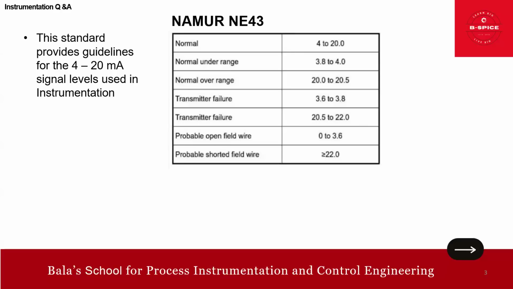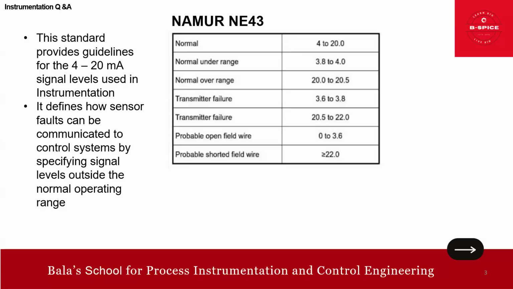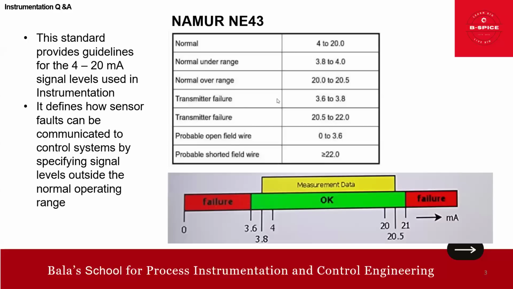This standard provides guidelines for the 4-20 milliamp signal used in instrumentation. It basically defines how sensor faults can be communicated to the control system by specifying the signal level outside the normal operating range. That is the important point. As you can see in the tabulation and this figure, we have already uploaded this video as part of pressure transmitter design, but for the sake of the question and answer session, I'm repeating this with more detail.